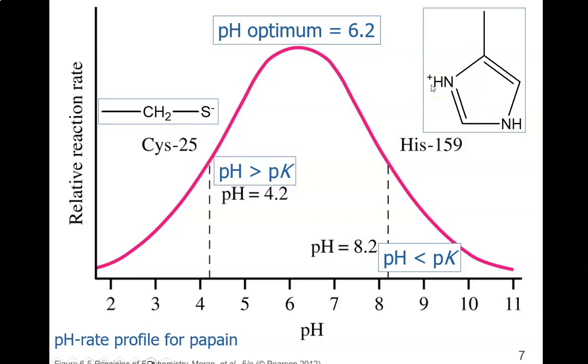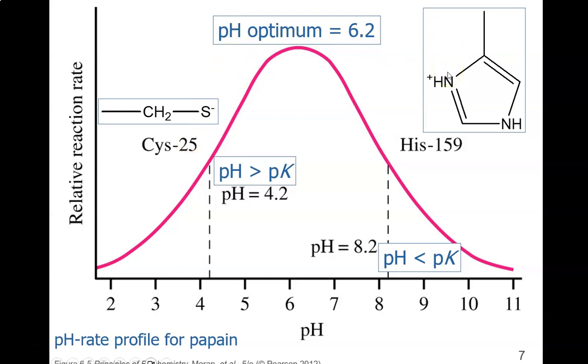We can figure out the pKa values of these groups by looking at the inflection point. So the inflection point here on this curve is 4.2. Here this is pH 8.2. So the pKa of the cysteine is 4.2. The pKa of the histidine is 8.2. At a pH optimum of 6.2, the cysteine is unprotonated and the histidine is protonated.